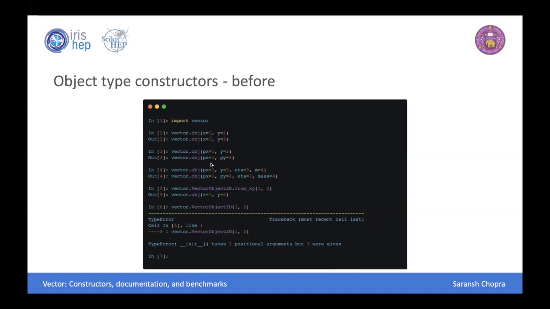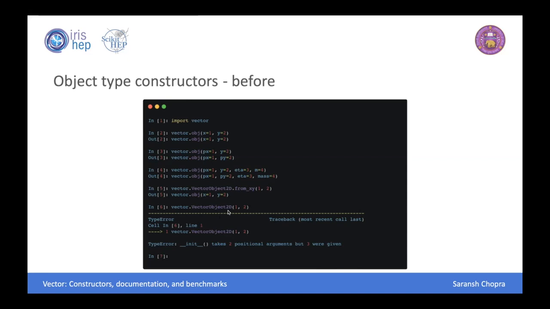Additionally, you could create vectors from class methods, such as from xy, from rho phi. Every possible coordinate combination had its particular class method, and they would also use a similar wrapper, so vector.obj, and then showing the coordinates. And you could not create a vector with the normal vector object classes. So, for example, if I pass in 1, 2 in vector object 2D, it throws an error. And let's say if I pass in x equals 1 and y equals 2 in vector object 2D, it would again throw an error.